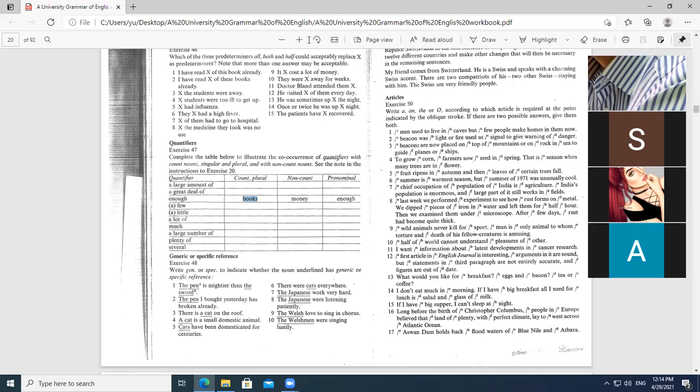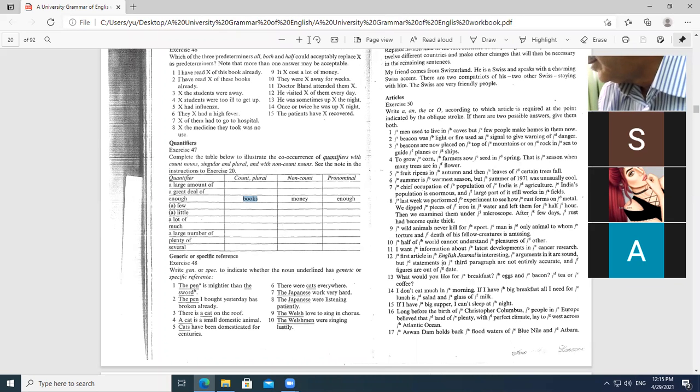Then we examined them under a microscope. After a few days, the rust had become quite thick. We say after a few days. Here, why the rust? Because the rust has become known. So we say the rust had become quite thick. Next.